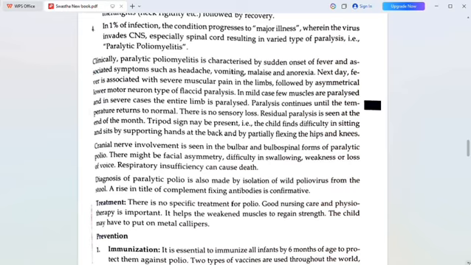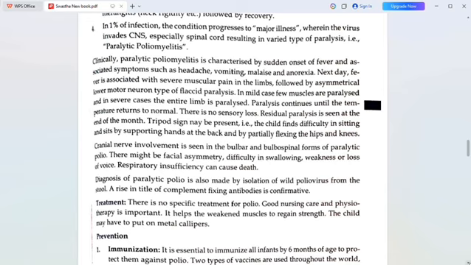Respiratory insufficiency can cause death. As we know, if respiration does not occur properly, then the person may die. Diagnosis of paralytic polio is also made by isolation of wild poliovirus from the stool. Diagnosis can also occur by the isolation of the poliovirus from the stool.